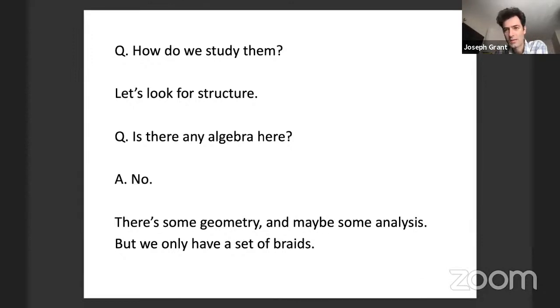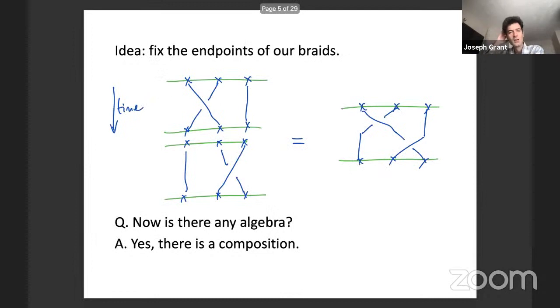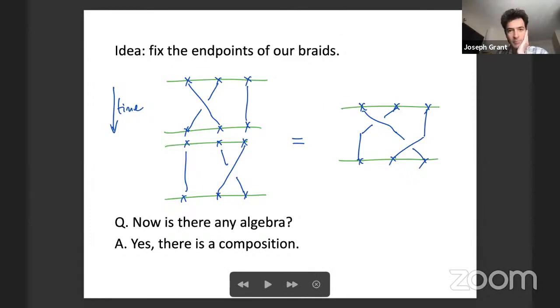Okay, so we need to be a bit cleverer. The first idea is we're going to fix the endpoints of our braids. I'm now imagining time is moving downwards, and I'm fixing my 3 points at the top. I'm looking at this top left picture, and I'm going to move my braids going downwards. You can see now there is some algebra. I can compose braids now. At the basis of any algebra, whether we do addition or multiplication of numbers or matrix multiplication, we always start with a way to compose things. And so this is good. We have a way to compose braids. This gives us some algebraic structure.